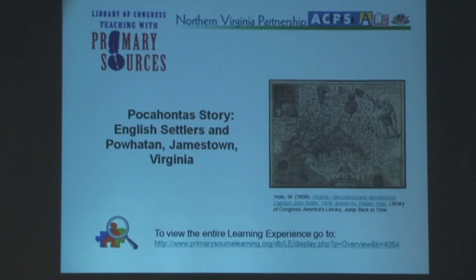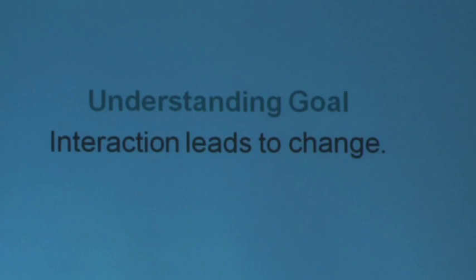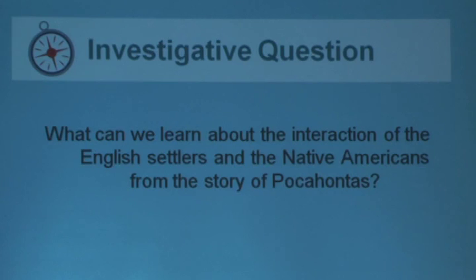Okay, and our understanding goal, our big idea that we're going to grapple with in this lesson is interaction leads to change. So we're going to be thinking about the idea interaction leads to change. And today, I'm going to invite you to do some research with me, and we're going to investigate this question: what can we learn about the interaction of English settlers and the Native Americans from the story of Pocahontas?